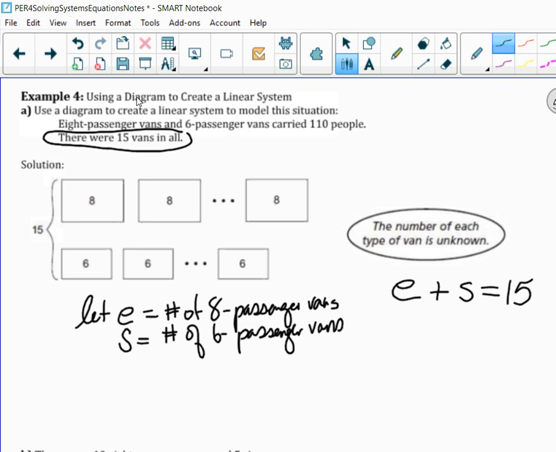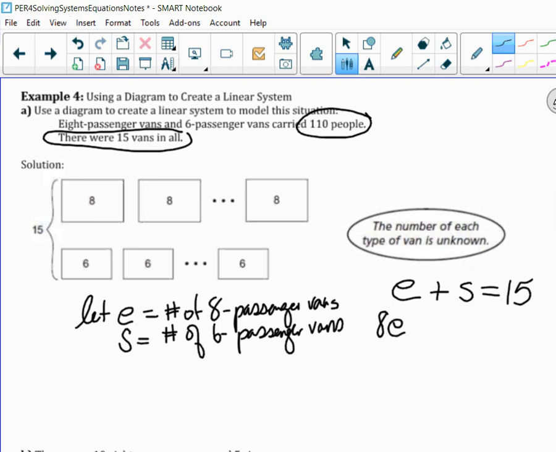So the second equation has to do with the number of people. What's going to add up to 110 here? The number of people. How am I going to figure out the number of people that are in the 8 passenger vans? I'm not going to take 110 and divide by 8 because there are some that are in the 6 passenger vans. And don't say I'm dividing by 14 because the multiples of 6 and 8 aren't necessarily the same amount, right? Okay, let's try again. What else? So does that make sense to you? Very good. That's 8 times the number of 8 passenger vans.